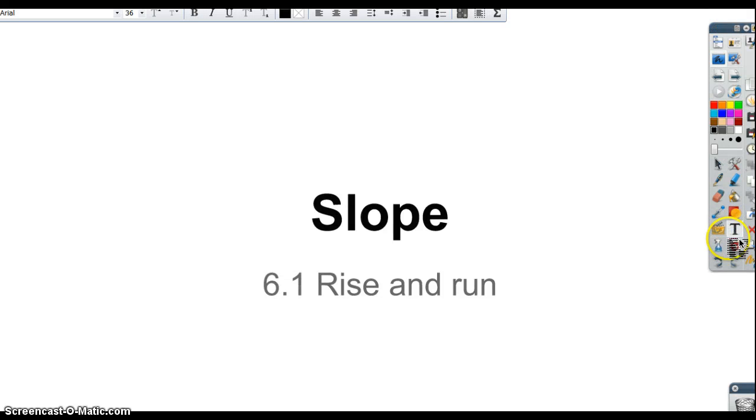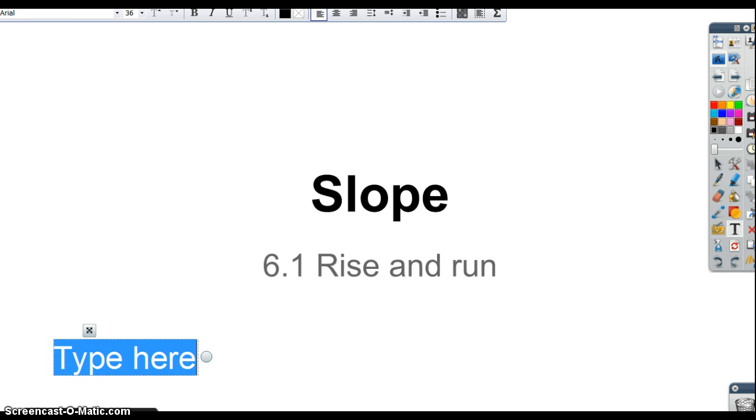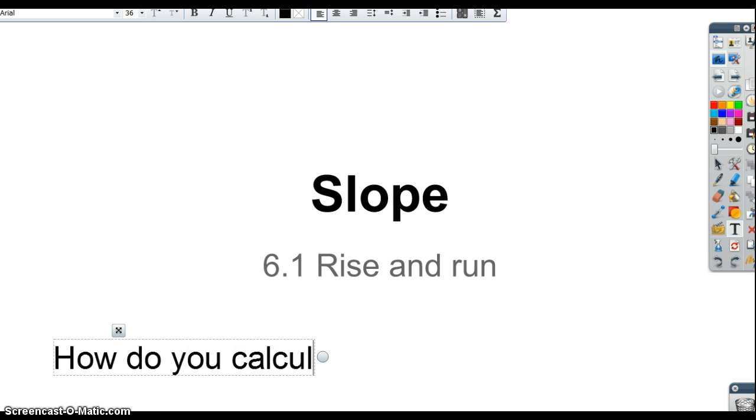All right, so today we are working on slope. We're going to be talking about the rise and the run. And the essential question is, how do you calculate slope? I represent the slope by a letter because I'm so lazy. I don't want to keep writing it over and over again. So I represent the slope by the letter M.